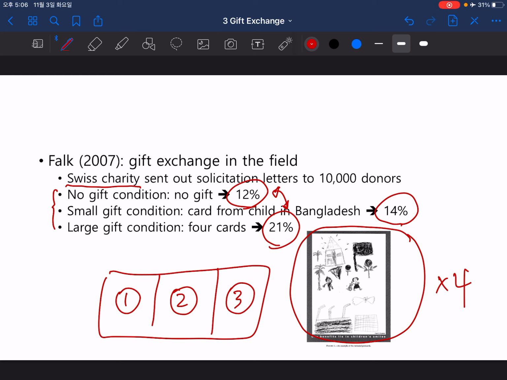If you think about it, including postcards in the letter is not that expensive. So this can be a very cost-effective strategy for charities. This is why these days charities are willing to use this kind of gift exchange idea in increasing their donations.